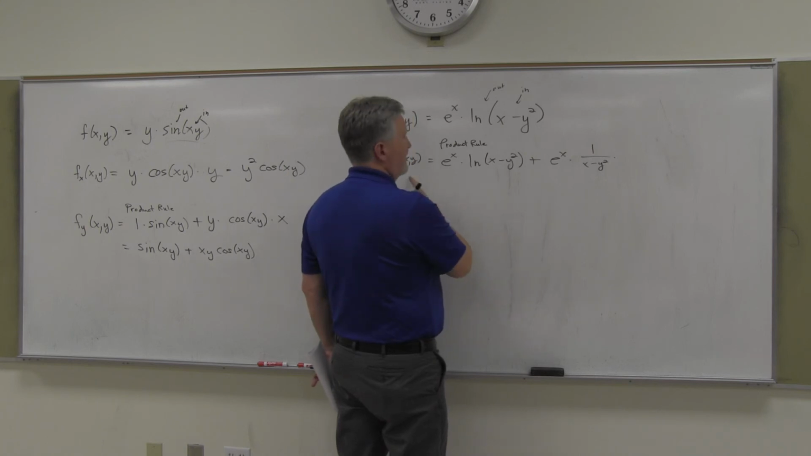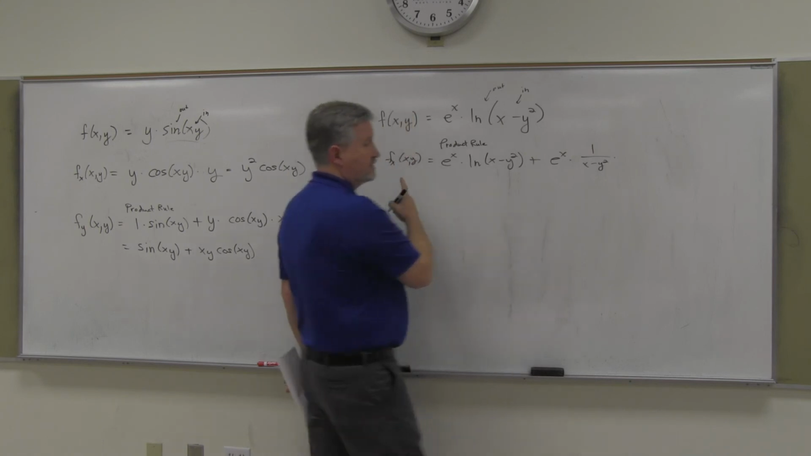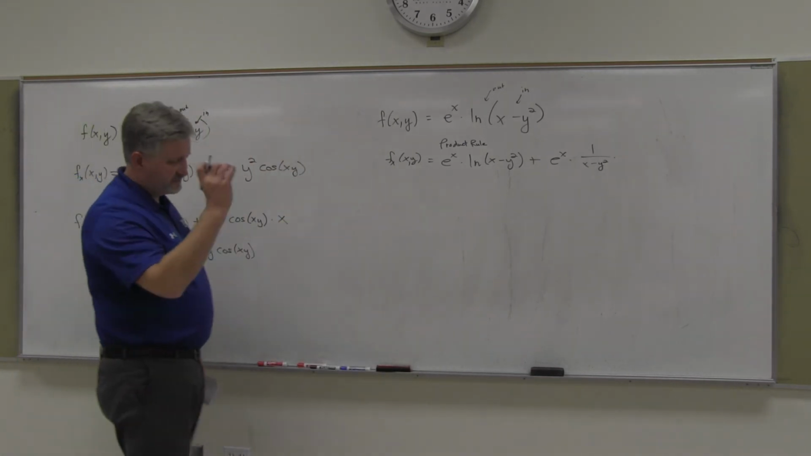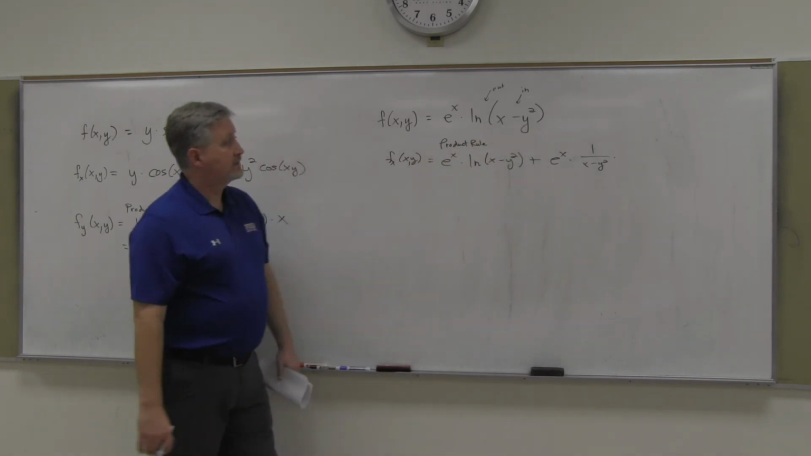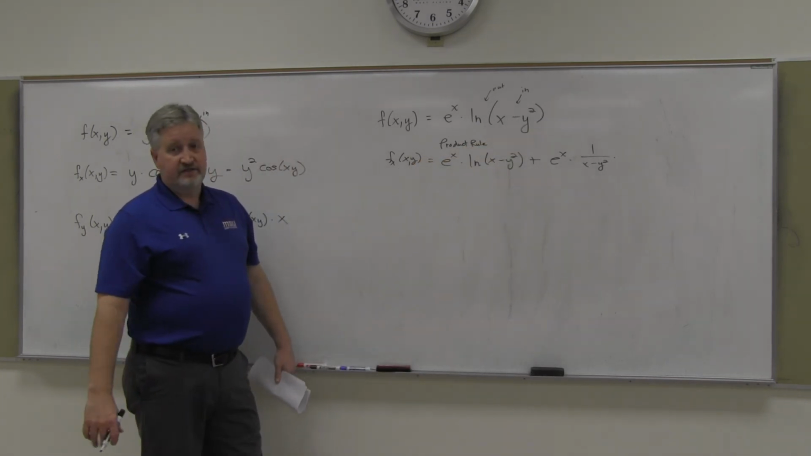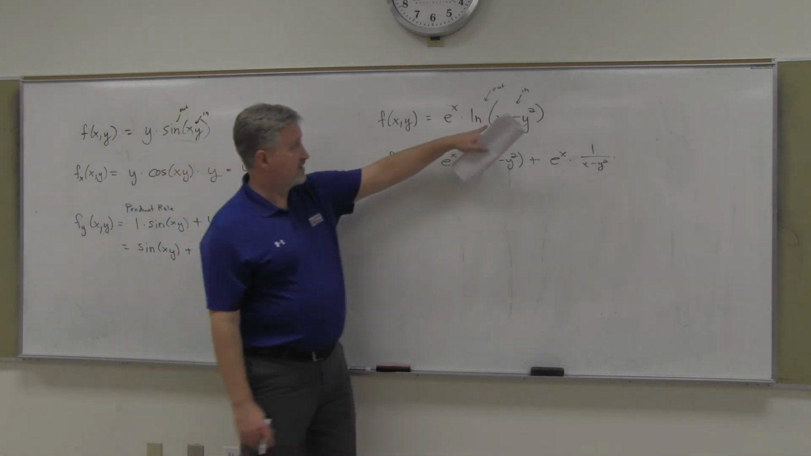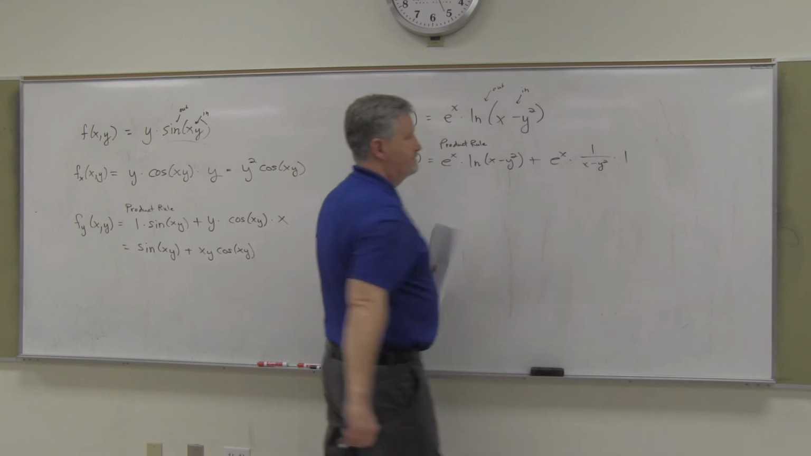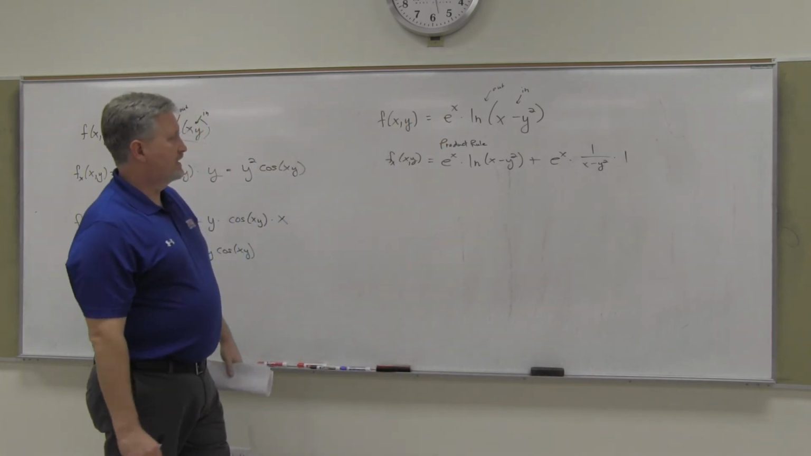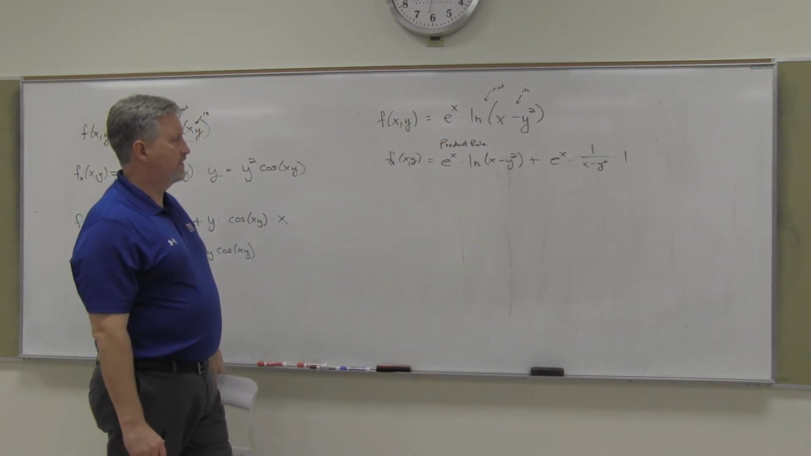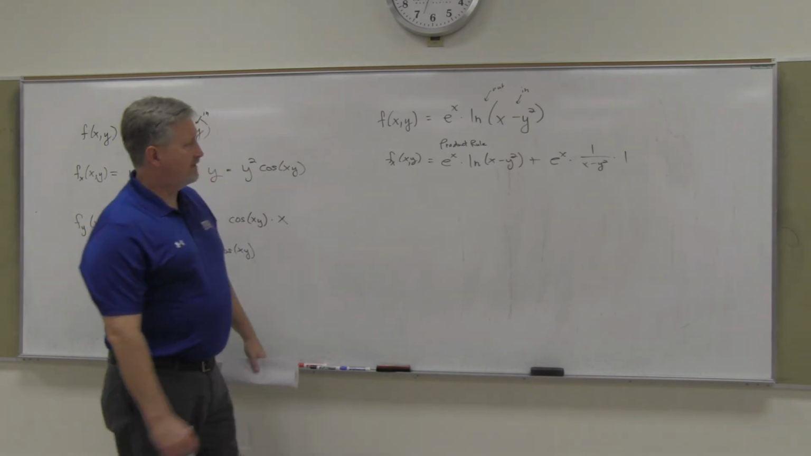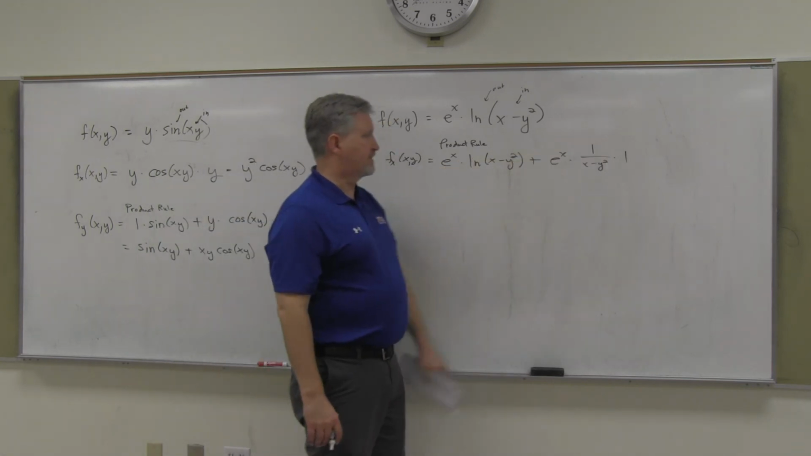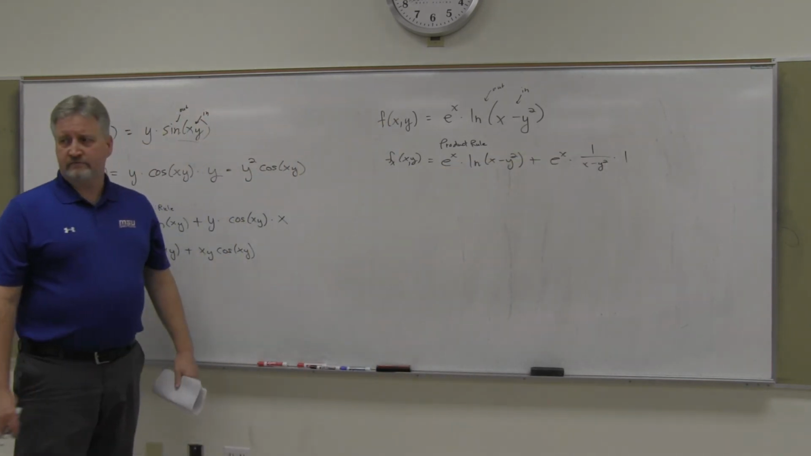I'm doing the derivative with respect to x, so what's the derivative of that inside? The y is fixed, that's just a number. The derivative of the inside is just 1, isn't it? That's just 1. I don't know what I can do with that one. Is that all right? This would be right: e to the x over x minus y squared. So are we good with that?